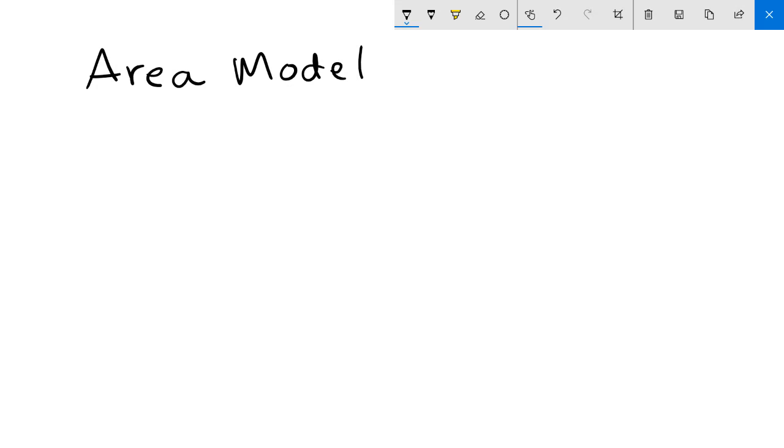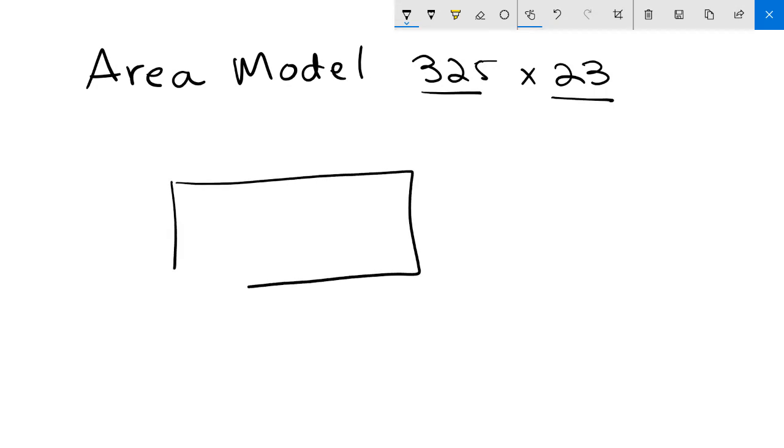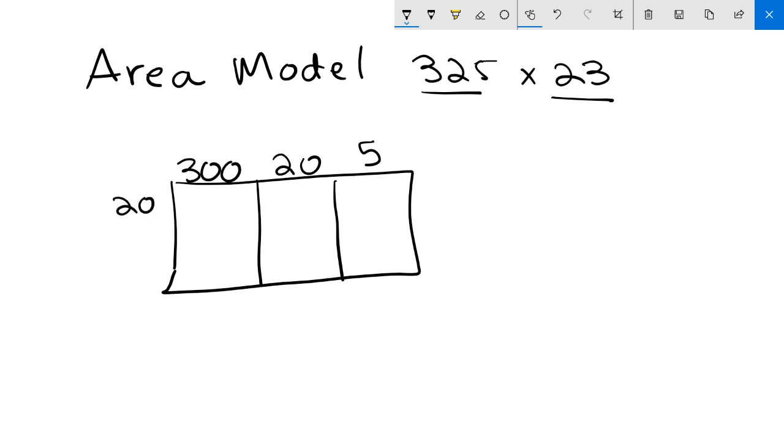Okay, and we're going to focus on 325 times 23. You can pause the video at any time and try to do this on your own, or you can follow along with me as well. Okay, so remember, when you go area model, we're going to decompose 325 and 23. I'm going to draw a rectangle. Okay, I'm going to decompose 300, draw a line, 20 and 5, and decompose 23 with 20 and 3. Draw a line right down the middle.